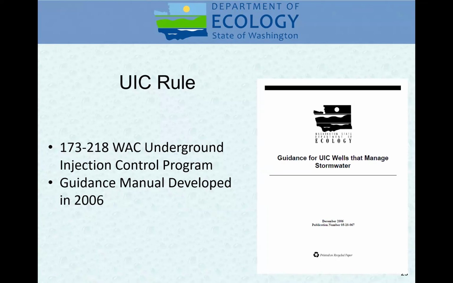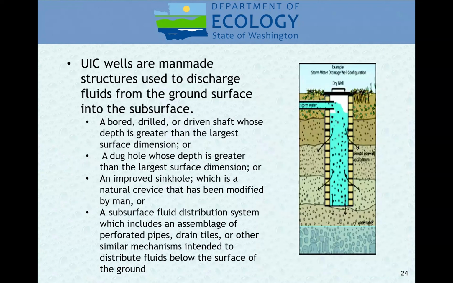Let's take a step back and define what a UIC, an underground injection well, is. The first three bullets here are all pretty much the same. It's just how you built it. A bored, drilled, or driven shaft whose depth is greater than the largest surface dimension, or a dug hole, or an improved sinkhole, or a natural crevice, all of which have been modified. And the key piece of those is the depth is greater than the largest surface dimension.